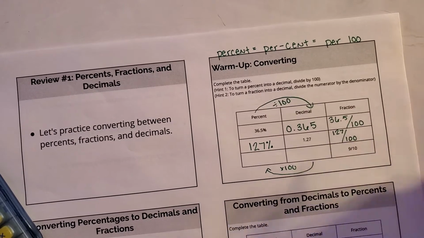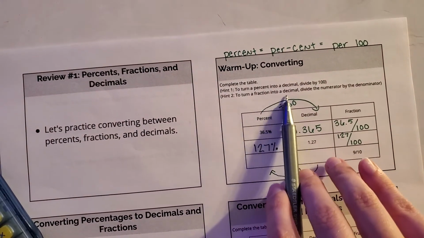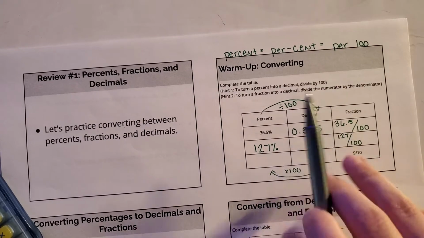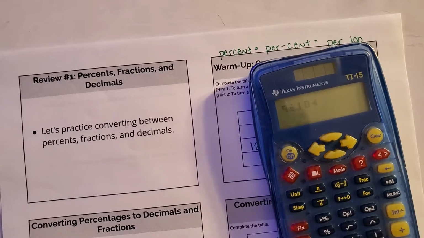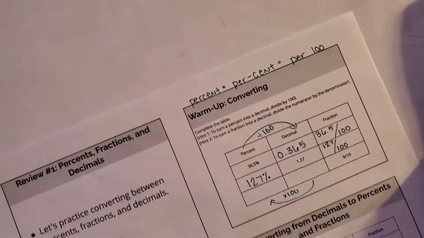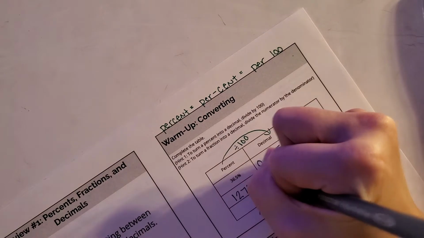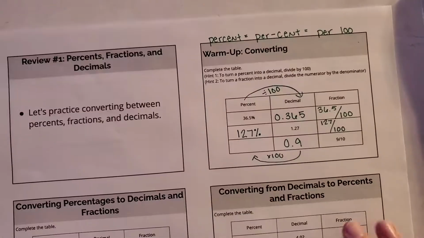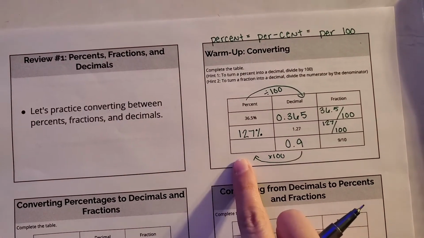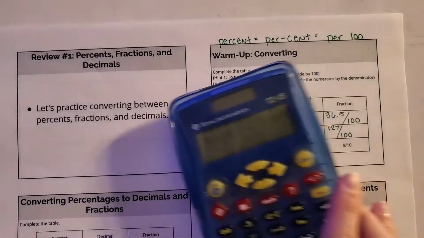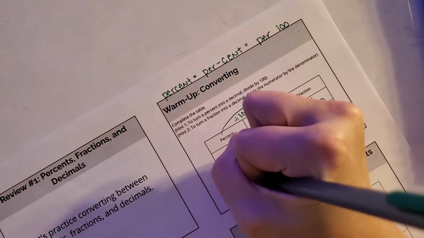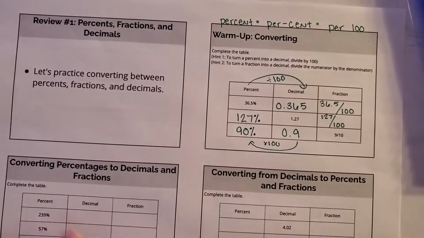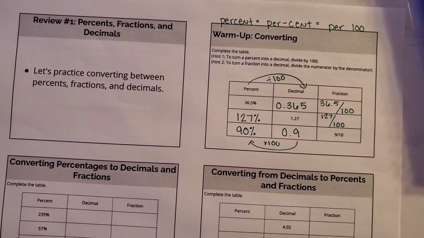So now we have our fraction 9/10. Let's use our second hint to turn a fraction into a decimal, divide the numerator by the denominator. So I'm going to take 9 and divide it by 10. And I'm going to get 0.9, so that's my decimal. And now that I know my decimal, I can turn my decimal into a percent by multiplying by 100. That's going to give me 90. So this is also 90%.